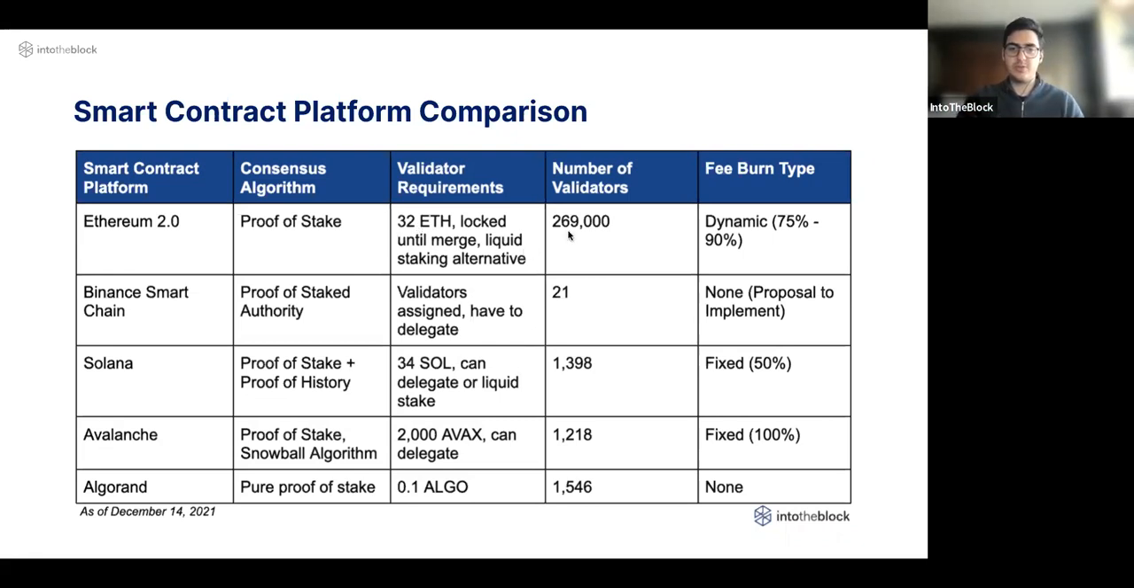So the real number is expected to be lower, but it's also broadly believed, and there are other data points to show it, that it's more decentralized than some of the other smart contract platforms. Ethereum has a dynamic fee burn mechanism, whereas, for instance, Avalanche burns a percentage of transaction fees, which is 100% for given specific transactions.